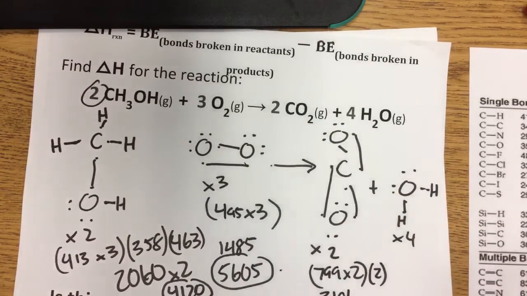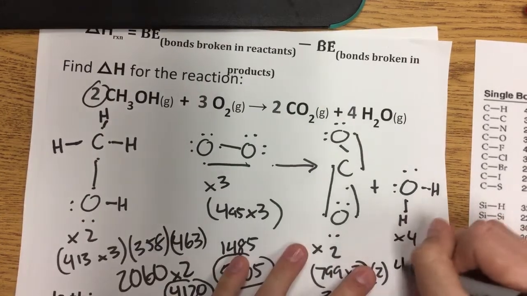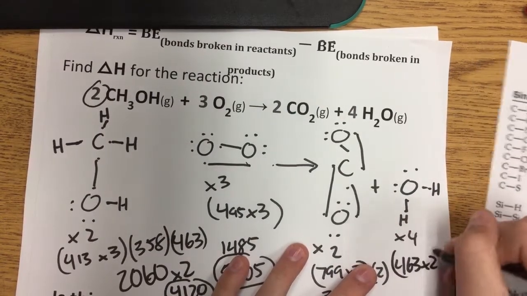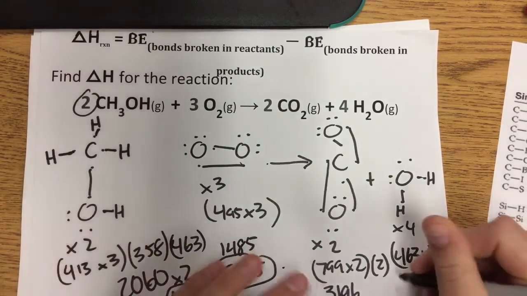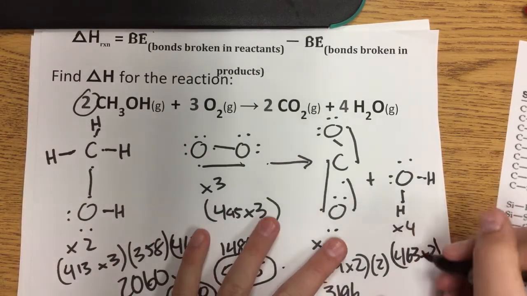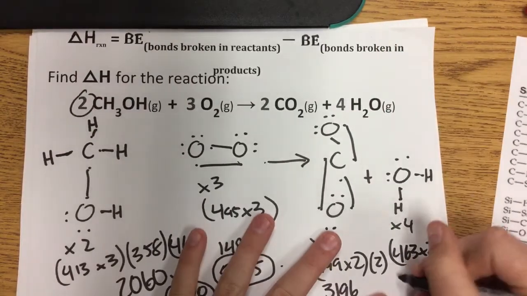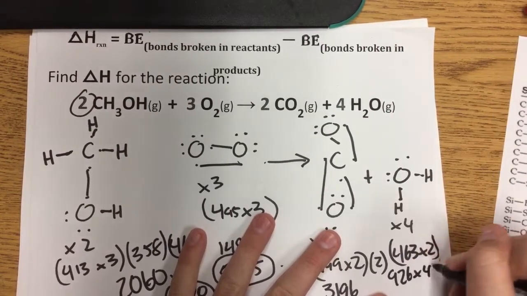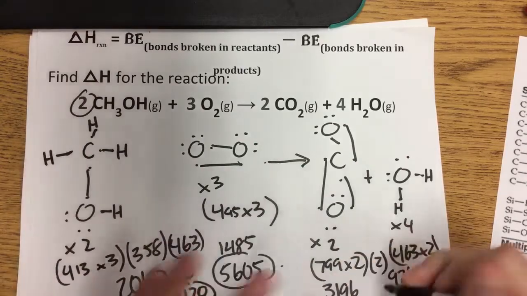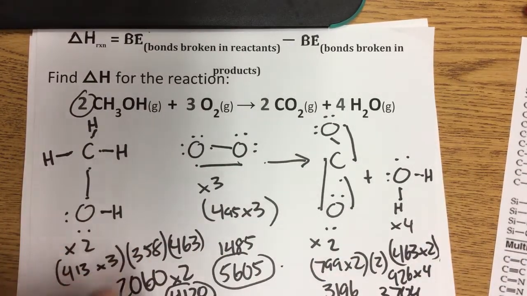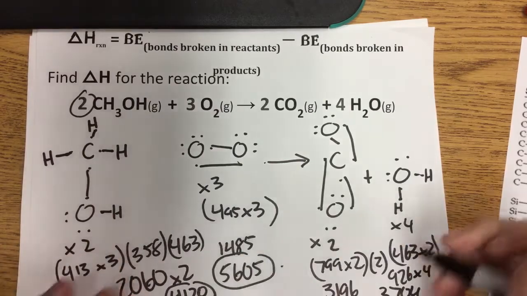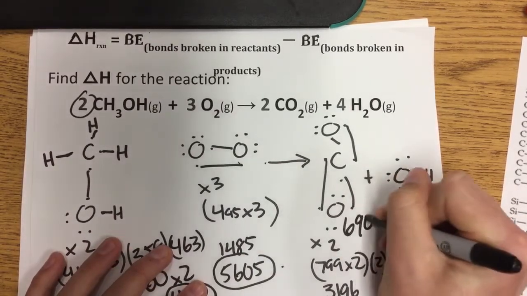Then you go over to the H2O, and it's 2 O-H bonds, which would be 463 times 2, which is 926, and then you do that times 4 because the coefficient is 4. 926 times 4 is 3704, and then you add that together with 3196, and you get 6,900.